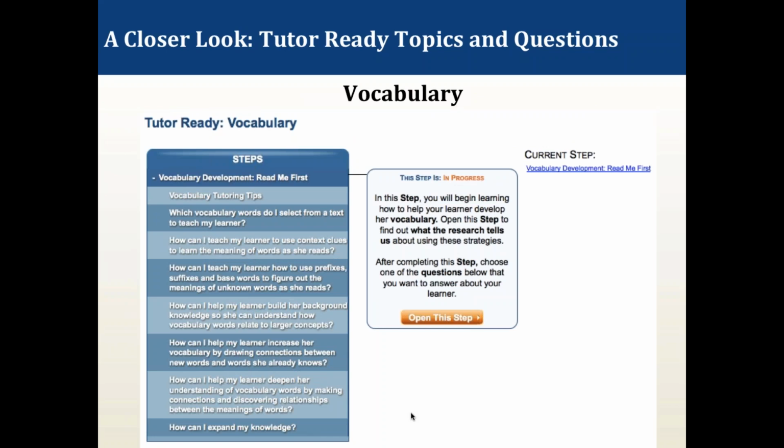Vocabulary: which vocabulary words do I select from a text to teach to my learner? How can I teach my learner to use context clues to learn the meaning of words as she reads? How can I teach my learner how to use prefixes, suffixes, and base words to figure out the meaning of unknown words as she reads? How can I help my learner build her background knowledge so she can understand how vocabulary words relate to larger concepts?